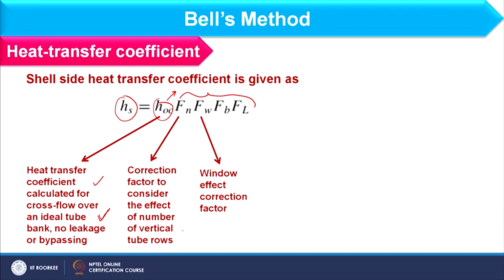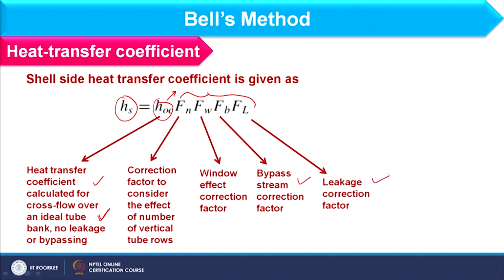Fw is the window effect correction factor, for whatever region is available between the baffle tip and the shell side. Further, we have Fb, which is the bypass stream correction factor. Finally, we have Fl, which considers leakage correction factors. So, you see, all effects we can consider in Bell's method except stream F. It is not counting stream F.